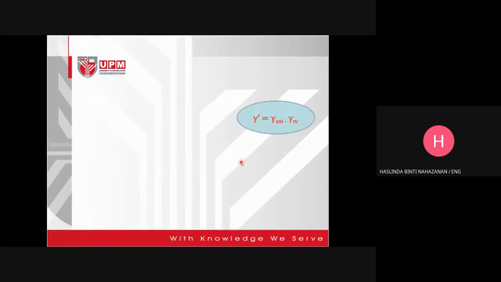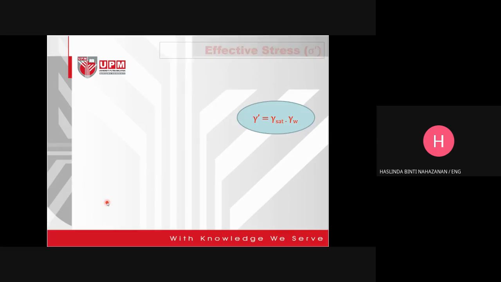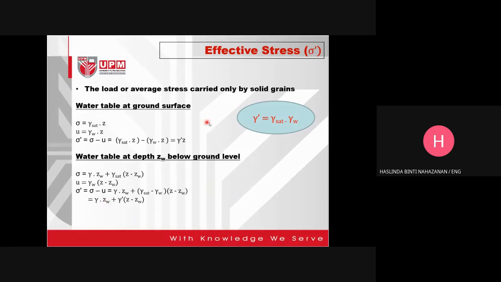For water pressure, water in the pores of soil is called pore water, so the pressure within that pore is called pore water pressure. At the level of the water table, pore water pressure equals 0. The magnitude of pore pressure depends on the depth below the water table and the conditions of the seepage flow. Effective stress, as I said, equals total stress minus pore water pressure. So effective stress is the load or average stress carried only by the solid grains.